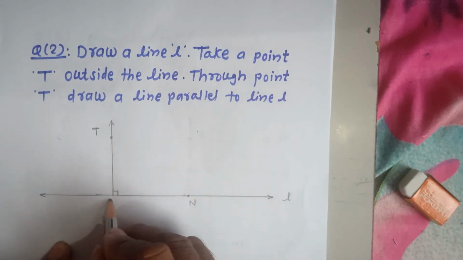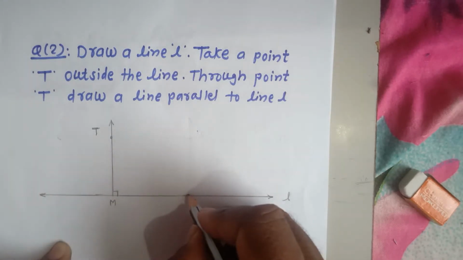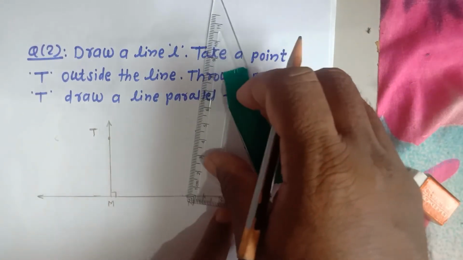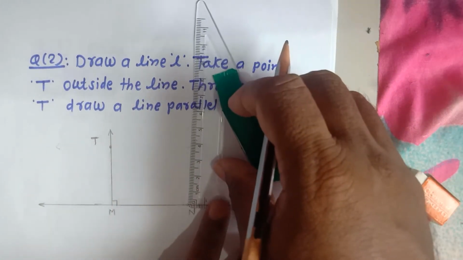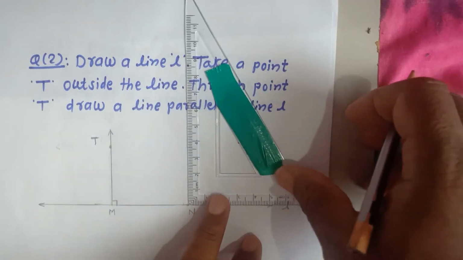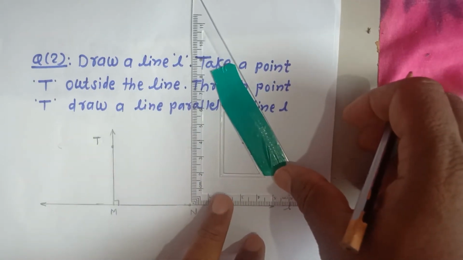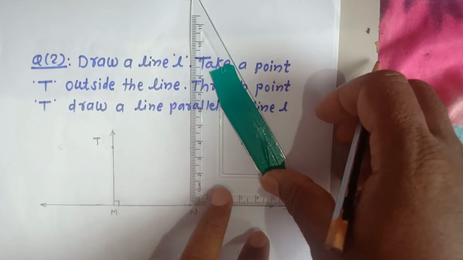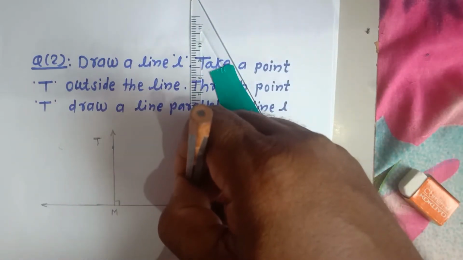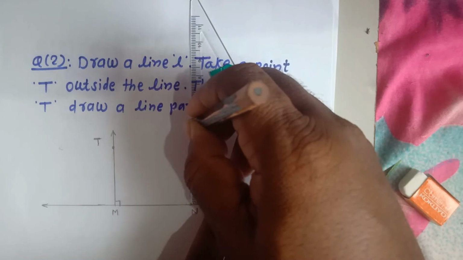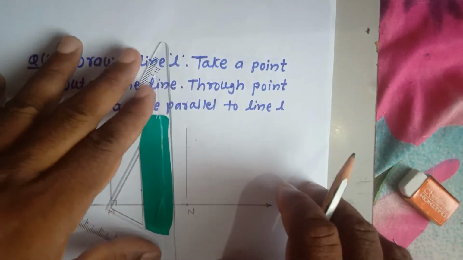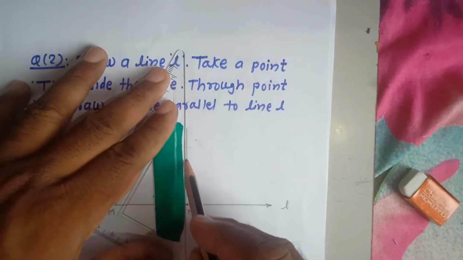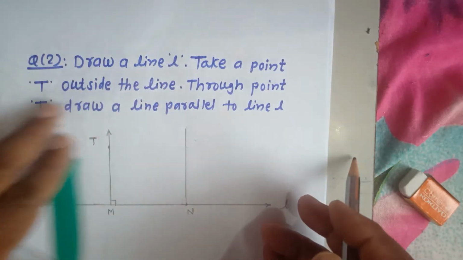Now consider another point N. Suppose this point is M. Now from point N, draw a perpendicular by using a set square containing right angle from the point N. So this is the perpendicular from point N to the line L.